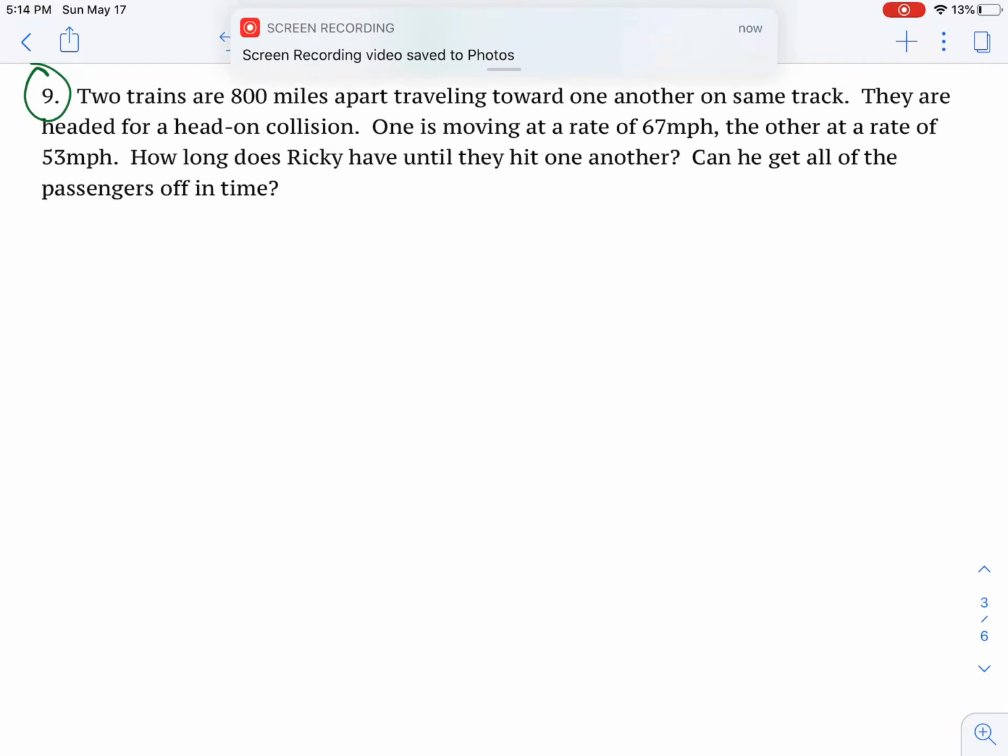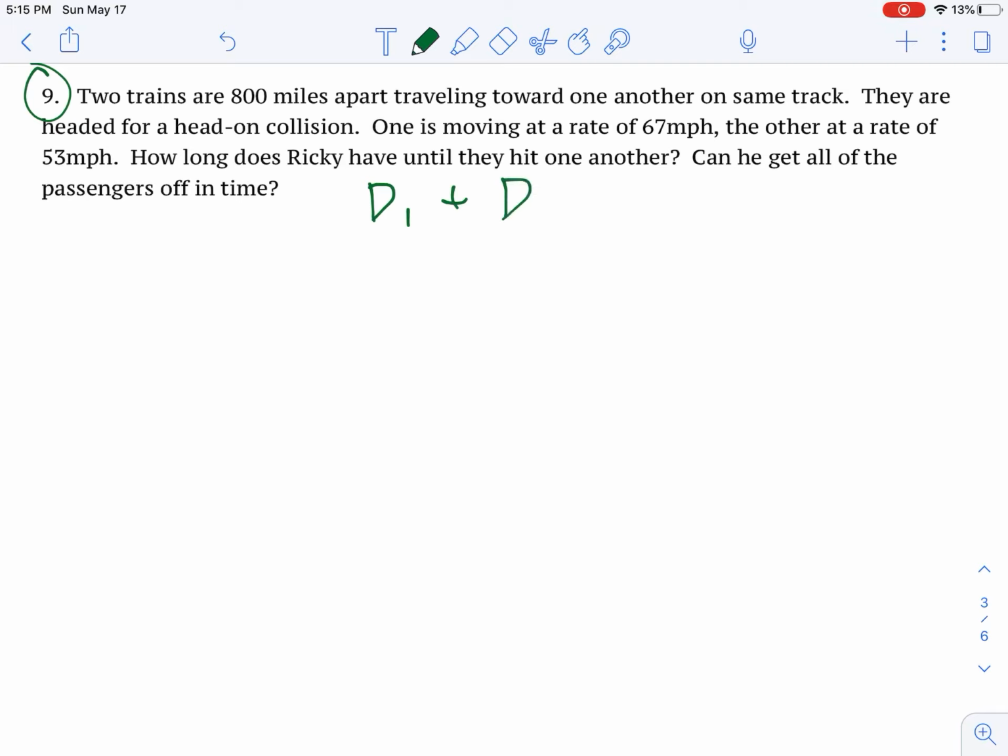We're going to come back to some word problems that are slightly different. They still rely on the distance of one participant and the distance of another participant equaling some total. So we have two trains and they're 800 miles apart. One travels from city X and one travels from city Y. So they're going toward one another on the same track.